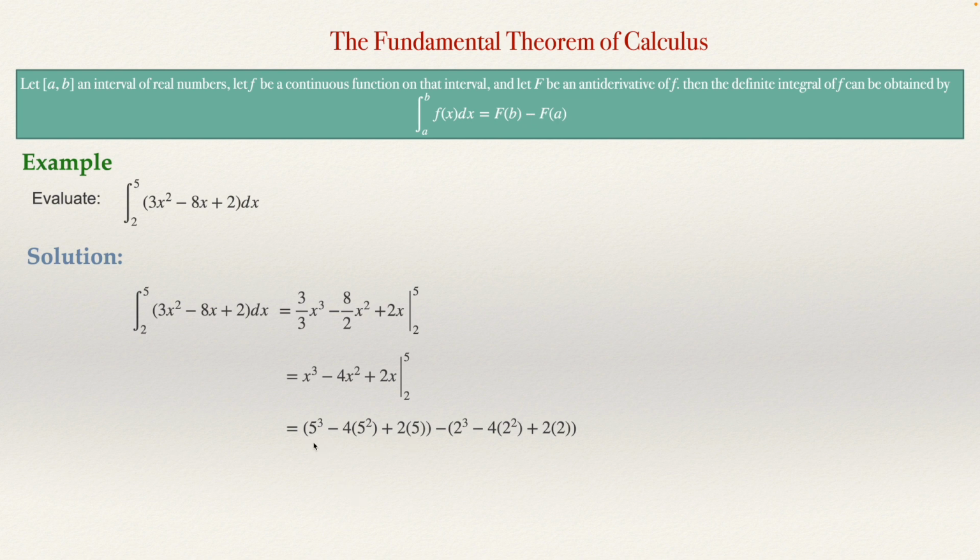So let's evaluate this. 5 to the power 3 is 125. 5 squared is 25. 4 times 25 is 100. 125 minus 100 is 25. Plus 10 will be 35. So 35. And on the other side we have 2 to the power 3, which is 8. 4 times 4 is 16. 8 minus 16 is negative 8. Negative 8 plus 4 is negative 4. So it will be minus negative 4, and this will be 35 plus 4 equals 39.